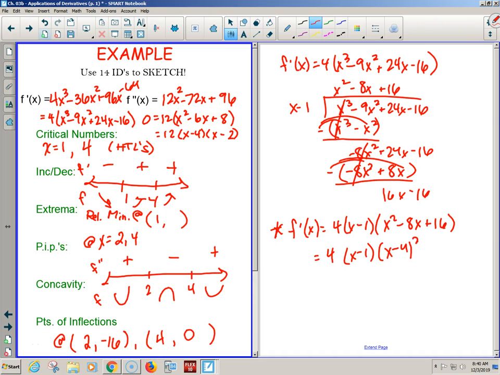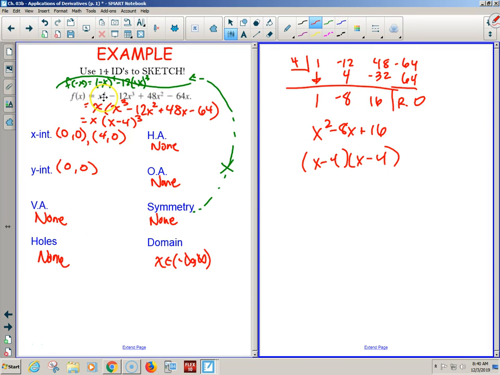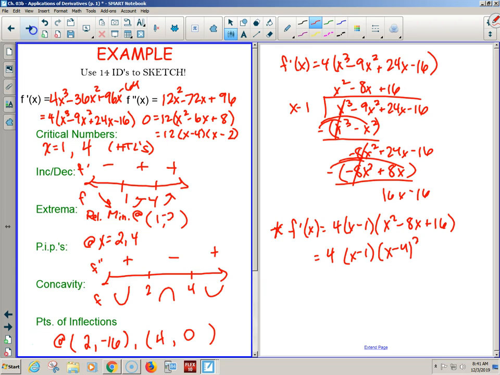So I'm going to go back to the beginning and actually plug in 1. What happens if we plug in 1 to the beginning? We already know plugging in 4 is 0. That's easy. But plugging in 1: 1 minus 12, negative 11, plus 48, 37, minus 64, negative 27? Okay. Negative 27. Do I have any relative maxes?